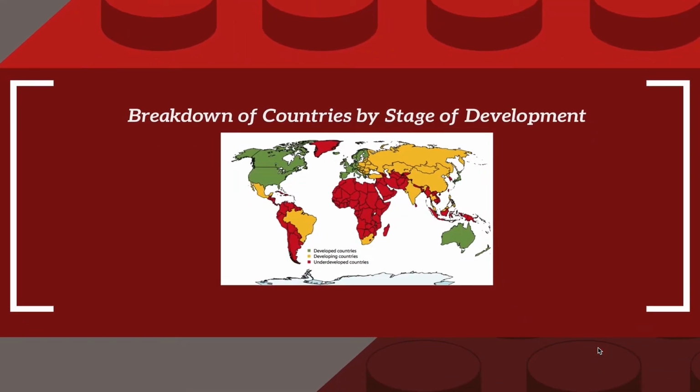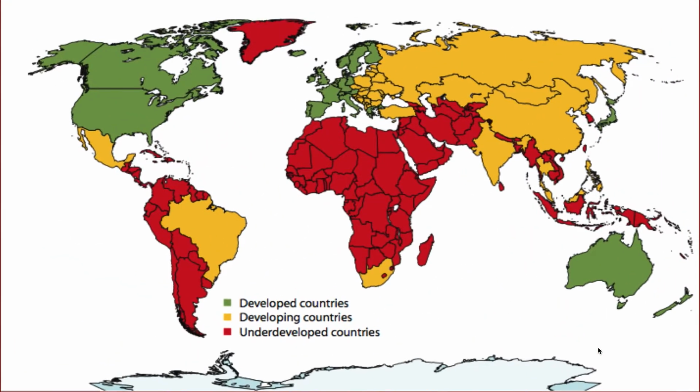So here's how they would be classified. And so you can see there's a lot of developed countries in Europe and North America. A lot of the developing countries, the BRICS, Brazil, Russia, India, China, are in Asia, and the underdeveloped countries are mostly in Africa, the Middle East, and South America.